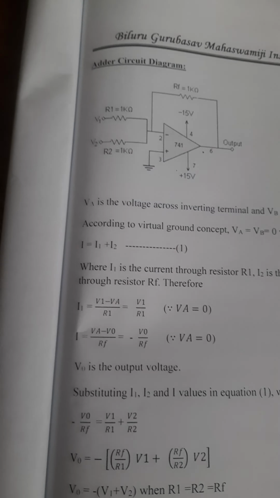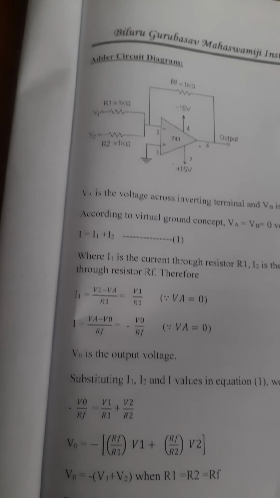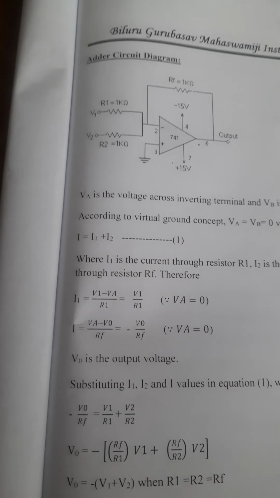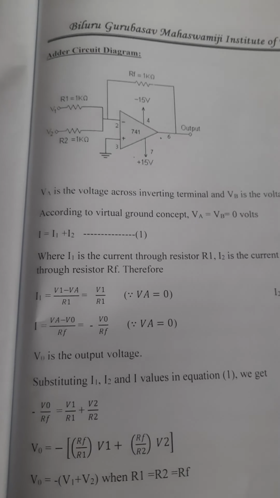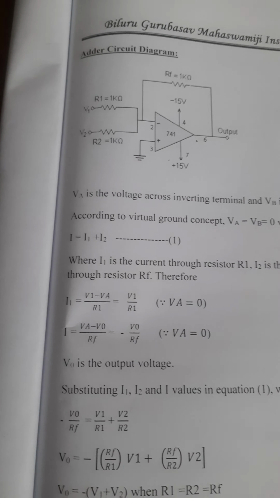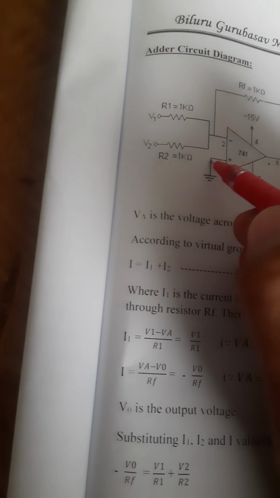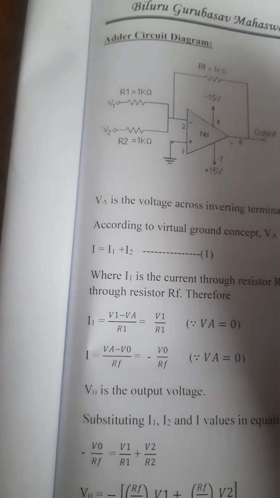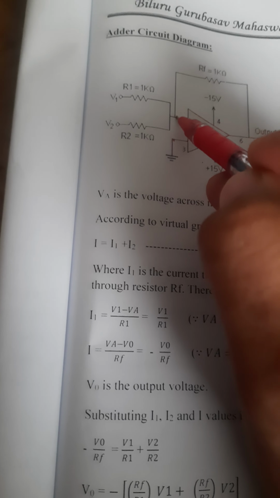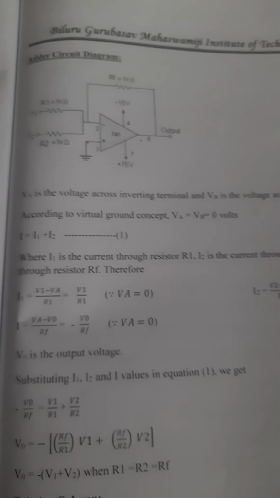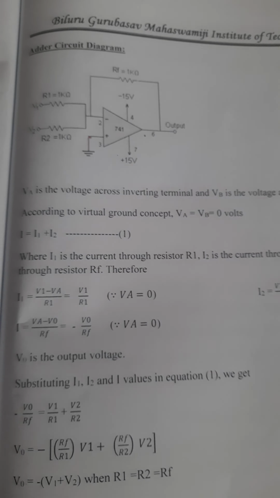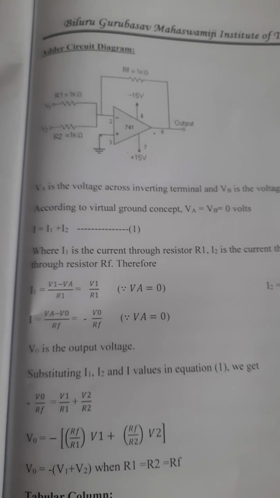Since it is an inverting summing amplifier, pin number 3 is grounded. That is, the non-inverting terminal is grounded. Since it is grounded, you can apply the virtual ground concept. If this point is considered as VA and this point as VB, if VA is equal to 0, obviously VB has to be 0 because of the virtual ground concept.